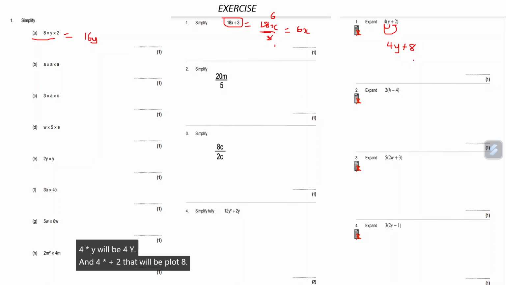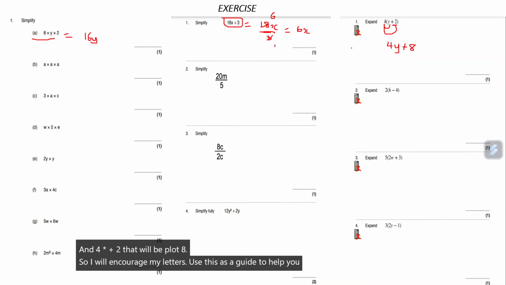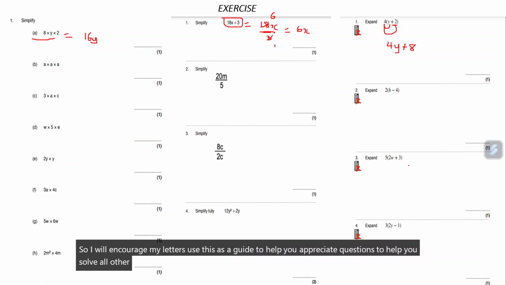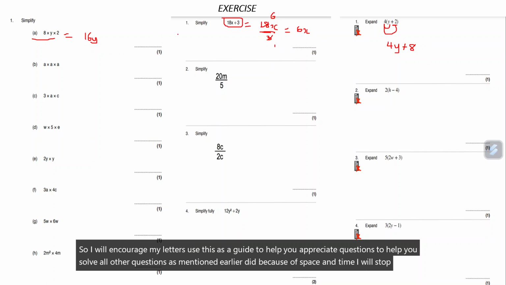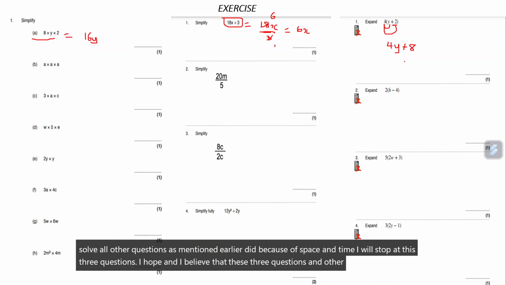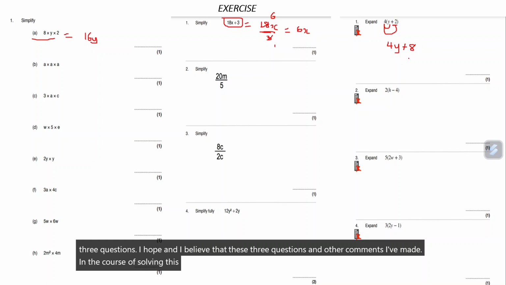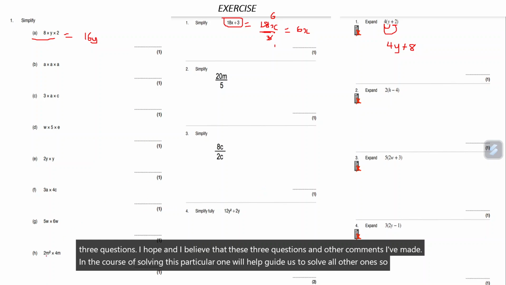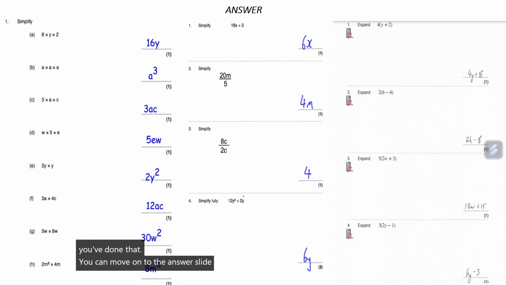So I will encourage my learners, use this as a guide to help you appreciate questions, to help you solve all other questions. As mentioned earlier, because of space and time, I'll stop at these 3 questions. I hope and I believe that these 3 questions and other comments I've made in the course of solving this particular one will help guide us to solve all other ones. So once you've done that, you can move on to the answer slide to help check your answers. So let's move on to the next slide.